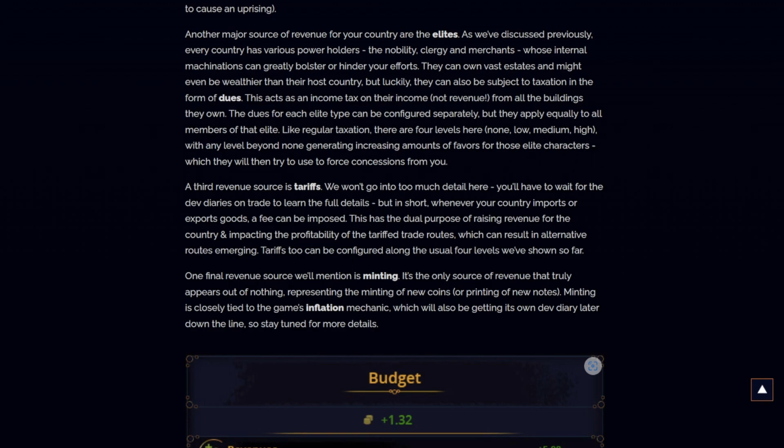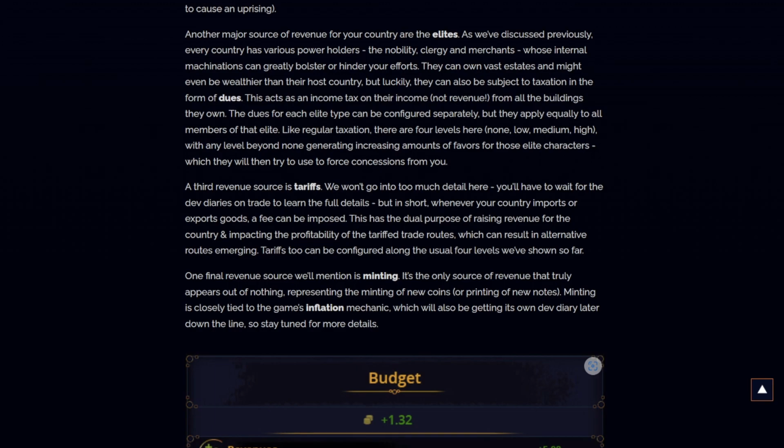Like regular taxation, there are 4 levels to choose from, any beyond none generating increasing amounts of favours for the elite characters, which they will try and force concessions from you. So yeah, it doesn't create discontent exactly with the elites, but anything higher than none, you owe them favours. It will be interesting to see what those favours do. Like, can they force you to, I guess, change laws that help them more, I would imagine. Maybe they can even try and push you to declare war against somebody who is contrary to their goals. Be interesting to see. Like I say, in the future, we'll obviously get more information on that.